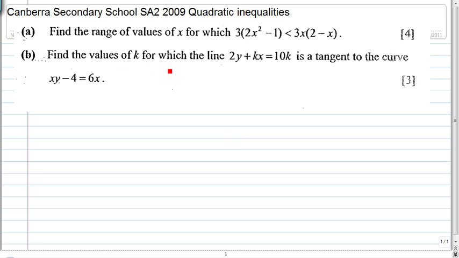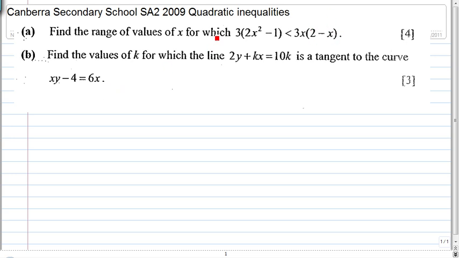Alright, so this question is taken from Canberra Secondary School. Quadratic Inequalities is the name of the topic from the additional math subject in Singapore schools. Find the range of values of x for which 3(2x squared minus 1) is less than 3x multiplied by (2 minus x).